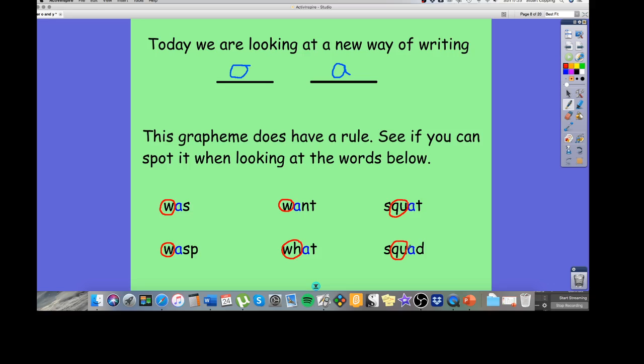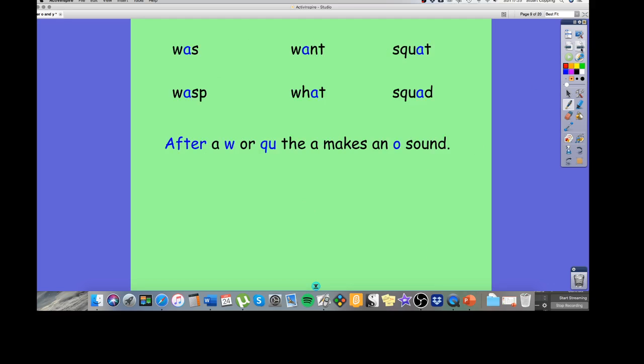So it's those letters. There is not a single time where you would use, after the W, if you wanted an O sound, the O, like that. It was always an A. Okay, it's a bit of a funny one, this, but we're going to go through it. So, after the W or a Q, the A makes an O sound. So, was, wasp, want, what, squat, squad.